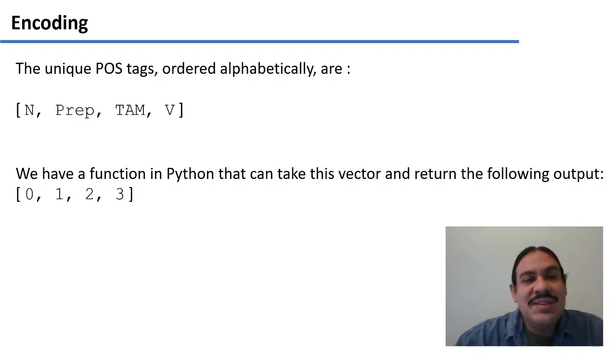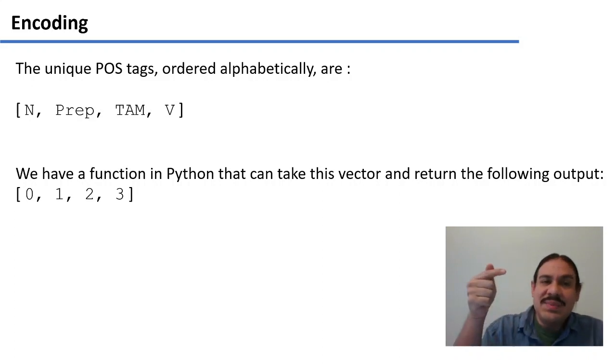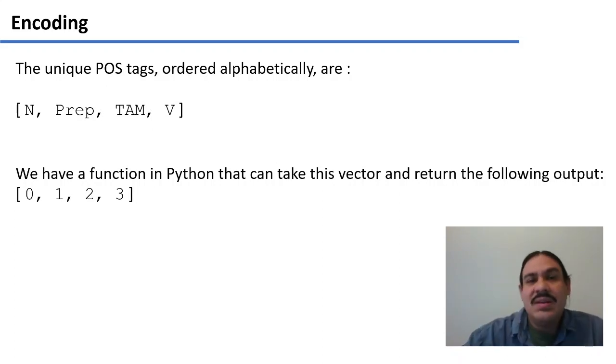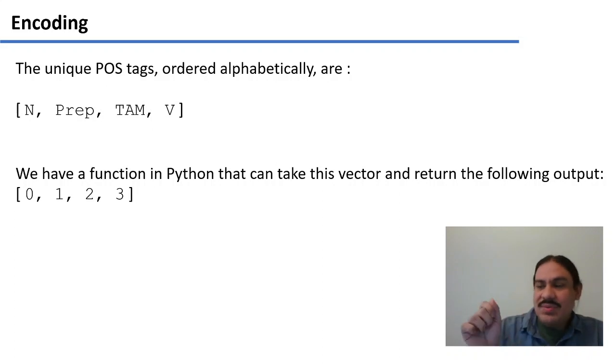So we're going to take them in alphabetical order and assign numbers to them. So N is going to be the first one, so it's the zeroth element. 1, 2, 3. So for example, we could convert all of the labels verb into just category 3. All the labels TAM into category 2, and so forth.